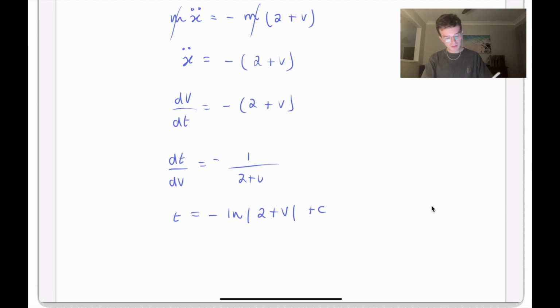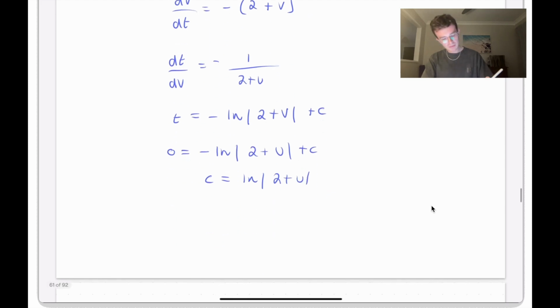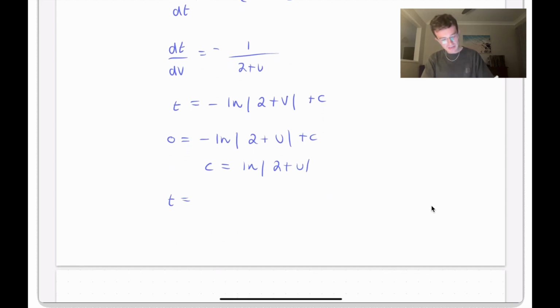Now we know when time is 0, its speed is u. We're told that in the question. Which means c is positive ln of 2 plus u. Subbing that in and applying some of our log laws, we're going to get t, time, is equal to ln of 2 plus u over 2 plus v.